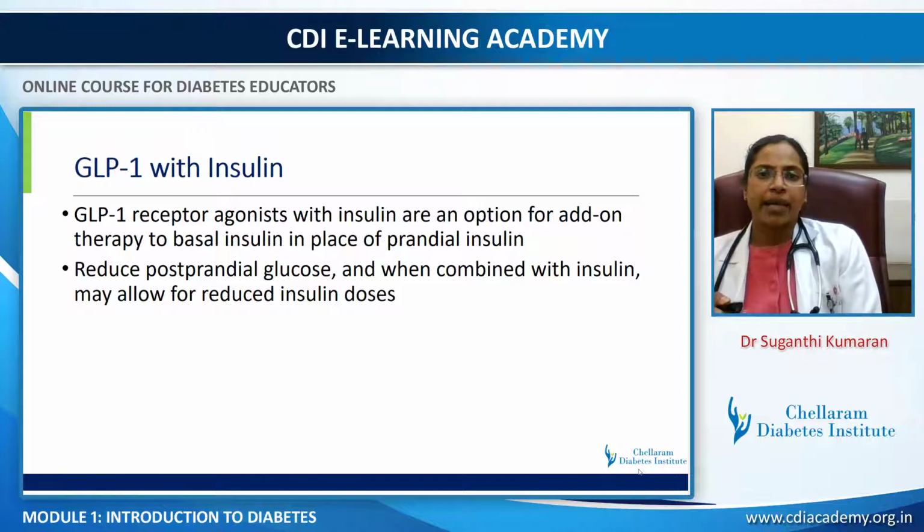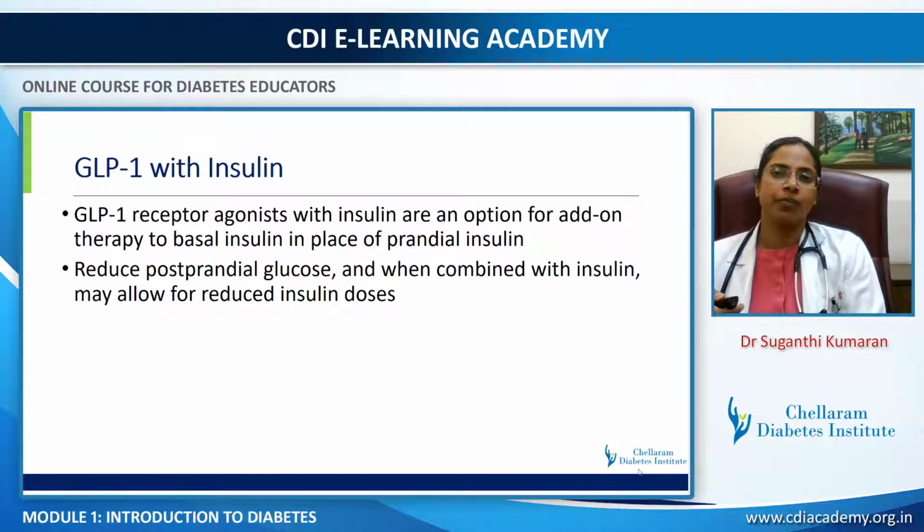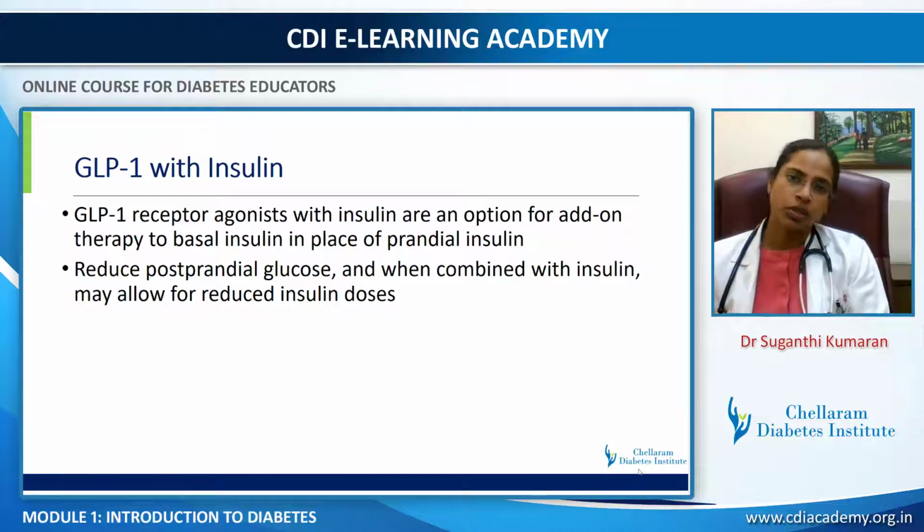So GLP-1 receptor agonists with insulin are an option for add-on therapy to the basal insulin in place of prandial insulin. It also reduces the postprandial glucose, and when combined with insulin, as I mentioned earlier, it reduces the insulin dose.